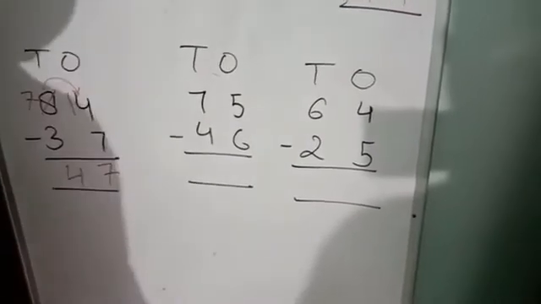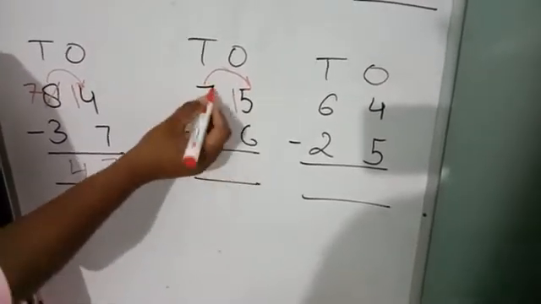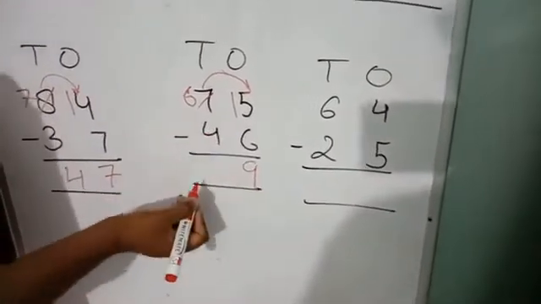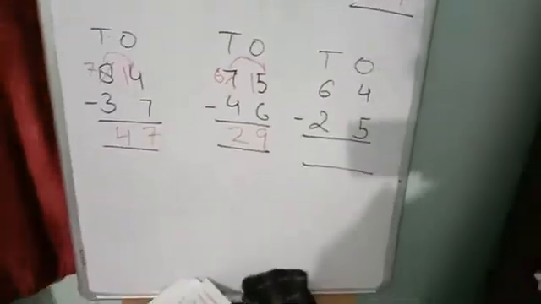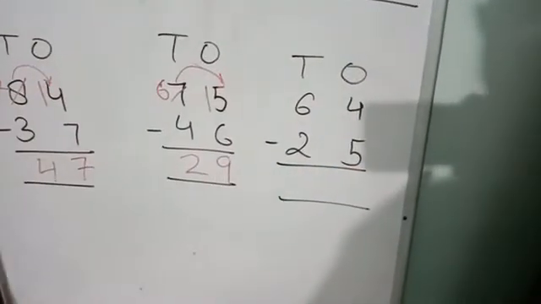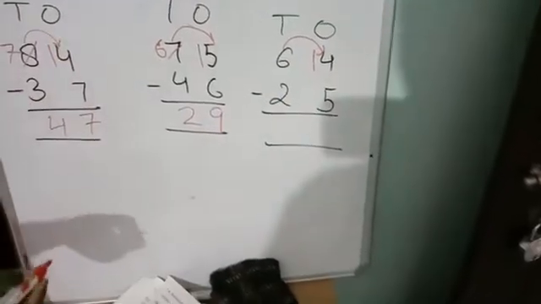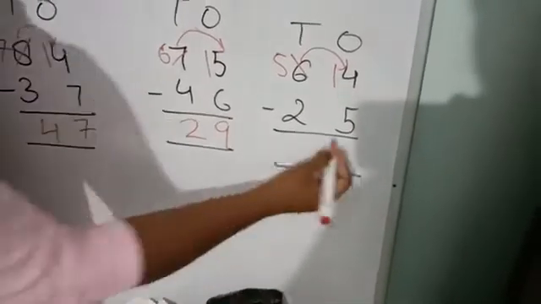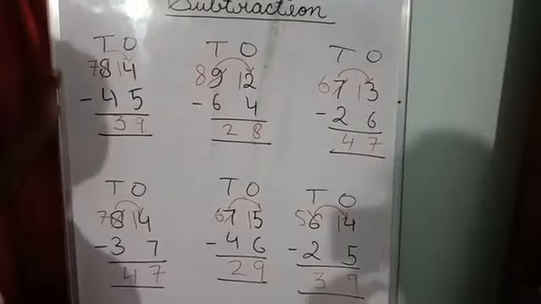Next one, 5 minus 6. 5 is smaller than 6. So we will borrow from 7. It becomes 15 and 7 becomes 6. 15 minus 6, 9. And 6 minus 4, 2. Next, 4 minus 5. 4 is smaller than 5. So we will borrow from 6. It becomes 14 and 6 becomes 5. 14 minus 5, 9. And 5 minus 2, 3. Okay, the rest you have to do in your maths book itself.